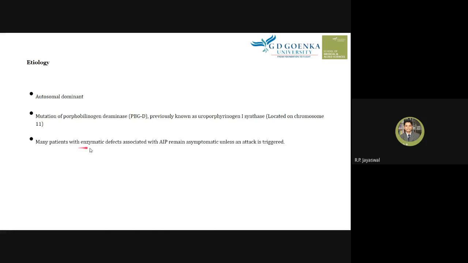Many patients with the enzymatic defect associated with acute intermittent porphyria remain asymptomatic unless an attack is triggered. So usually symptoms are not seen in the patient, so we call it asymptomatic. But symptoms can be seen when an attack occurs, when there is a severe condition. So the symptoms may start to appear.